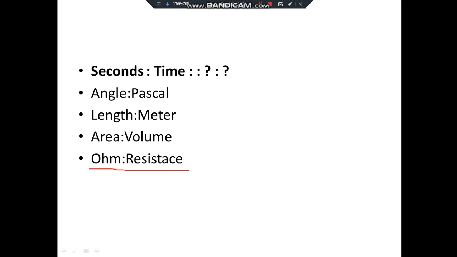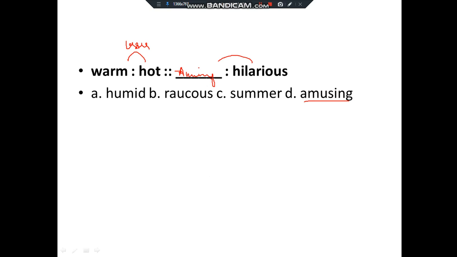The last and final question. See, warm is to hot. Similarly, what is to hilarious? See, warm and hot are nothing but degrees of heat. Warm means somewhat heat. Hot means it is extreme. Okay. Similarly, dash is to hilarious. Hilarious means extreme amusement. Okay. So amusing is the option, which is lesser than hilarious.